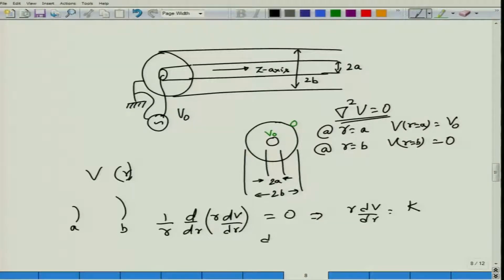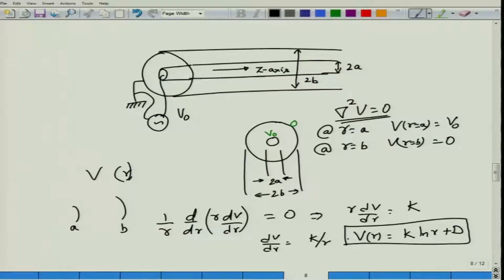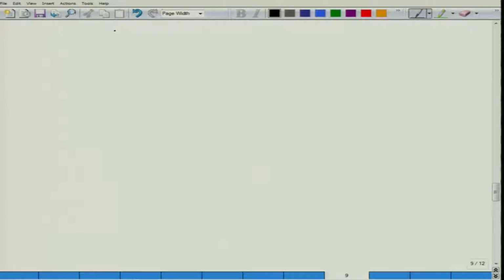and therefore dV/dR is equal to constant k by R, which allows me to integrate once more and then say V of R is equal to k log R plus d. So, this is the general expression that I have. I need to apply the boundary conditions and then find out the actual values of k and d.